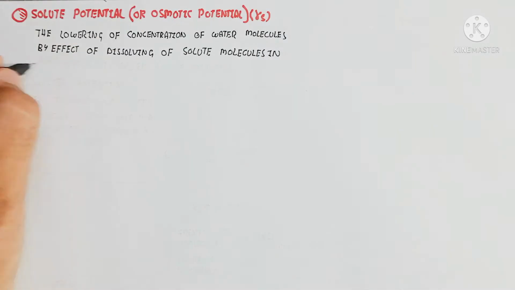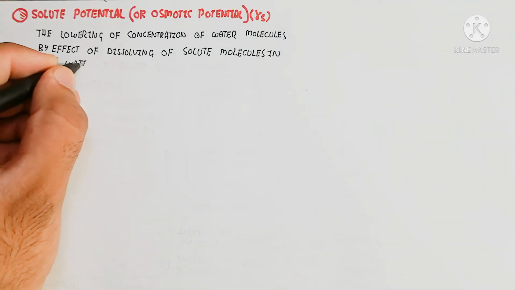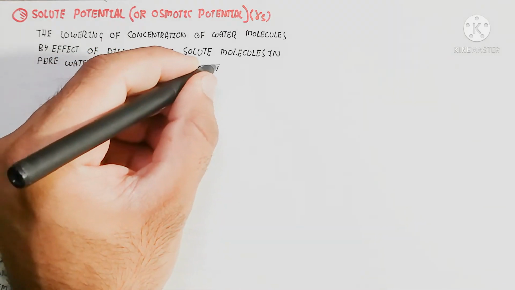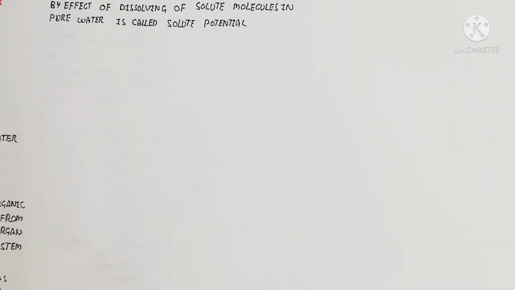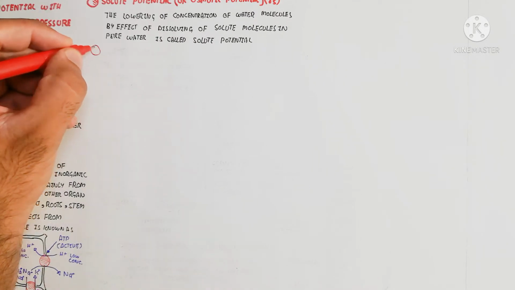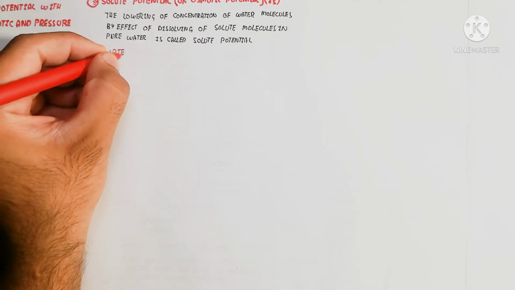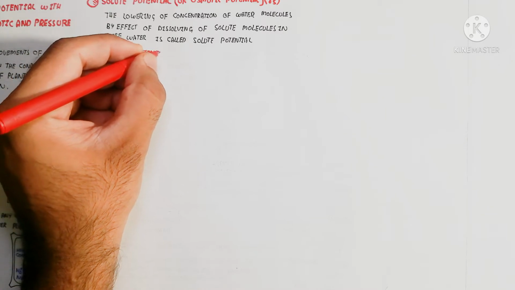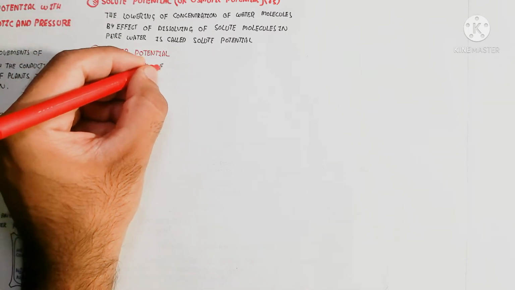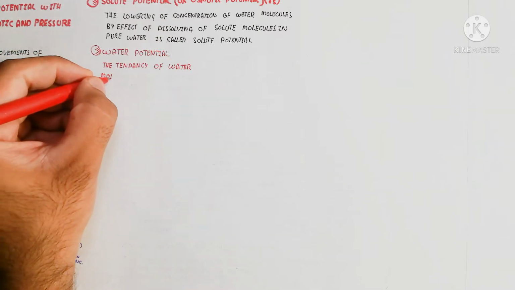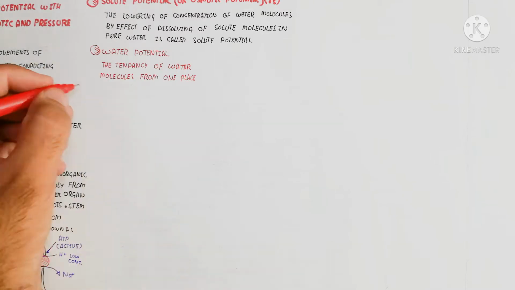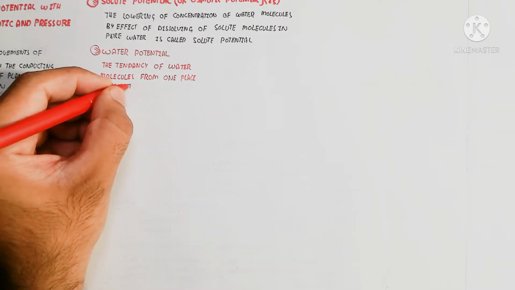So what is water potential? First of all, solute potential means the lowering of concentration of water molecules by the effect of dissolving solute molecules in pure water. When pure water dissolves a solute, it becomes a solute potential, and solute potential is always negative because it absorbs water but does not excrete water.